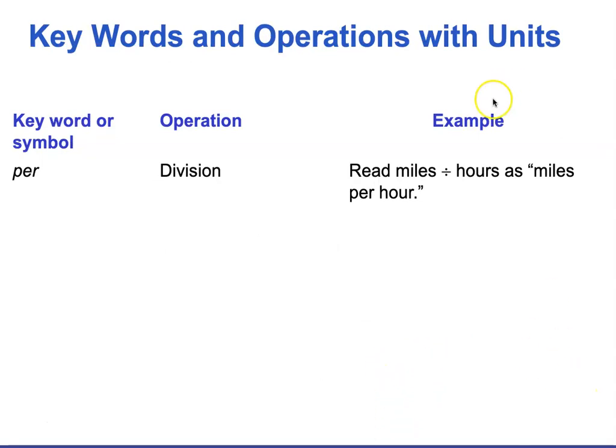All right, keywords and operations in units. For example, if you hear something per, like that one was $12,000 per acre, that's division. That reads miles divided by hours as miles per hour. So if you hear something like they went 50 miles per hour, that's actually 50 miles divided by 1 hour. They went 50 miles in 1 hour.